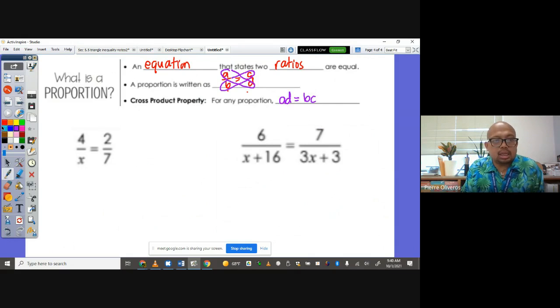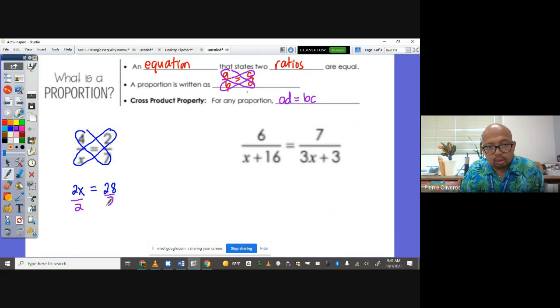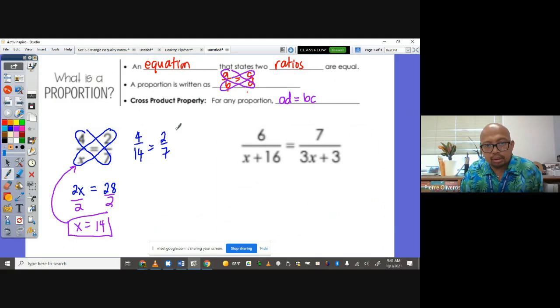Okay, so let's apply it on this equation here. I have 4 over x equals 2 over 7. So I'm going to cross multiply here. 4 times 7 is equal to 28. 2 times x equals 2x, so 2x equals 28. Divide by 2, divide by 2. So therefore, x equals 14. That means if x equals 14, the two ratios are going to be equal. To check that, 4 over 14 is equal to 2 over 7. Agree? Because the lowest term of 4 over 14 will be 2 over 7 if you divide them both by 2.